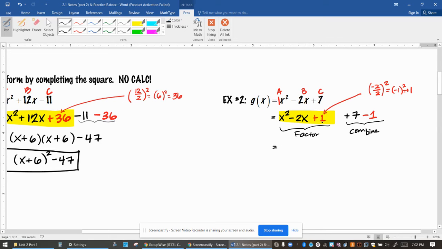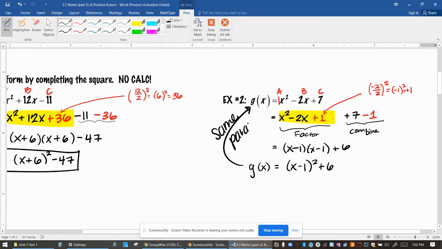What numbers multiply to positive 1 but add to negative 2? Negative 1 and negative 1. And then 7 minus 1 is 6. Check it out. We've got a parabola written in vertex form that if I were to graph it would give me the exact same parabola as the original.